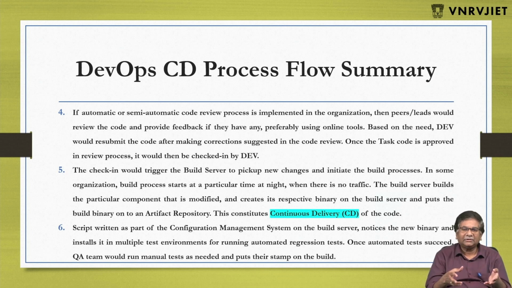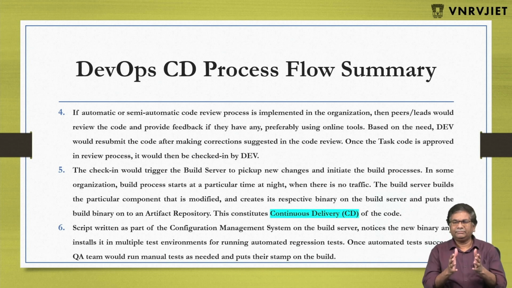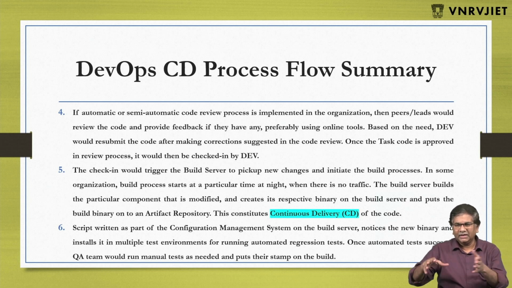The build server builds the particular component that is modified, creates the respective binary on the build server, and puts the build binary into an artifact server. So basically, it gets the local copy from the repository, the version control system, and puts it locally, and the build server builds it. Initially, you will get the binaries, and the binaries will be compacted into an installer, and the installer will be stored in an artifact repository. We already discussed it a couple of times.